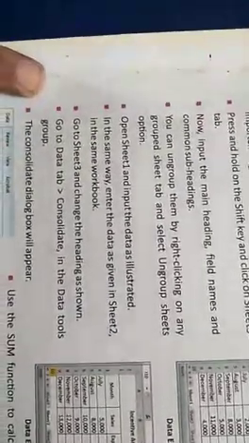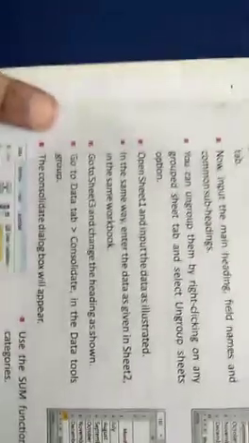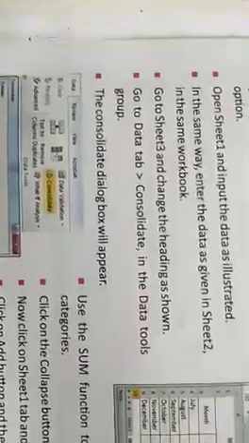Open sheet 1 and input the data as illustrated. Just open sheet 1 and enter the data as I have told you. In the same way, enter the data in sheet 2. Now go to sheet 3 and change the heading as shown.